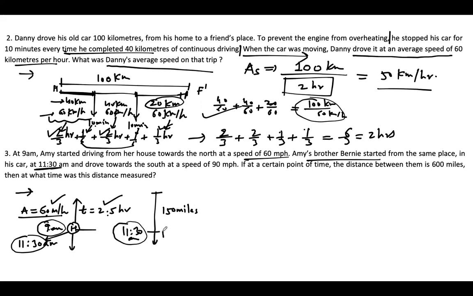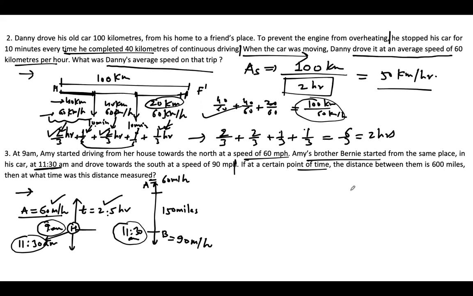Bernie is just leaving and Amy is also going north. B is traveling south, A is going north. And he drove towards the south at a speed of 90 miles per hour. 90 miles per hour speed is given. A's speed is already given, 60 miles per hour. If at a certain point of time the distance between them is 600 miles, then at what time was this distance measured?